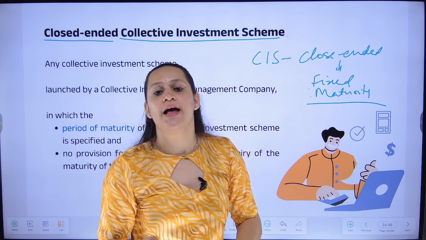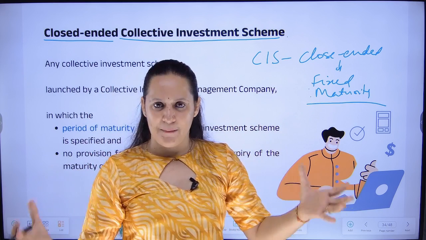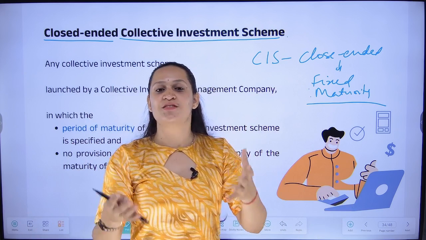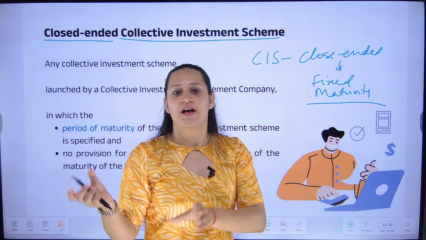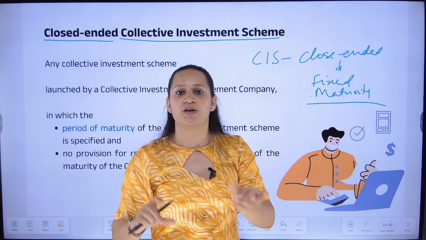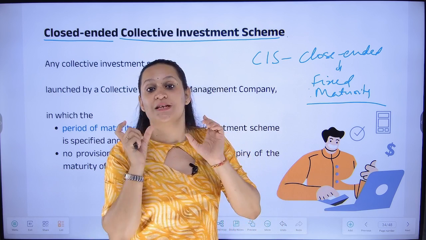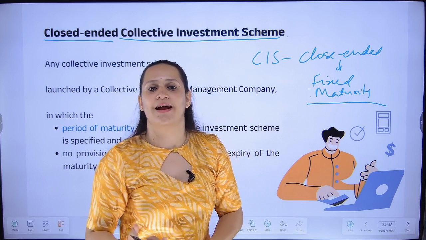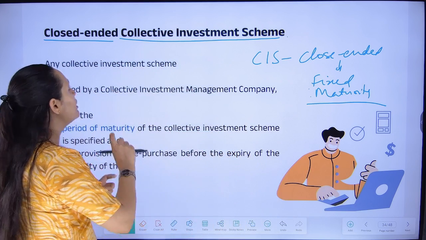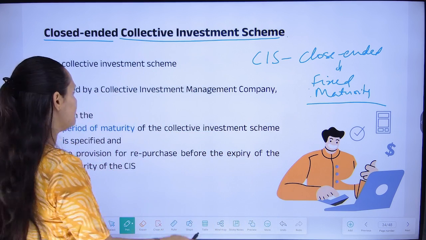That means that when you're going to collect money from the public at large, you should specify to them the duration. Your investment is for 10 years, 5 years, 20 years. When are you going to get back the returns? That period should be fixed and it should be specified right at the beginning. So that is a close-ended collective investment scheme.